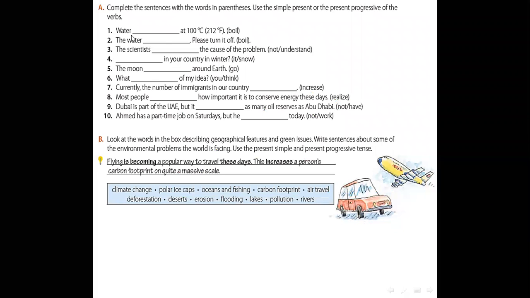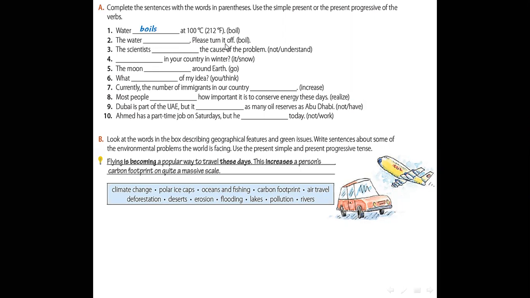Number 1. Water boils at 100 Celsius or 212 degrees Fahrenheit. Pay attention, it's a scientific fact. So we use simple present or present progressive? Excellent, simple present. And the subject is singular, so we add S. Very good, my dear students. Boils.